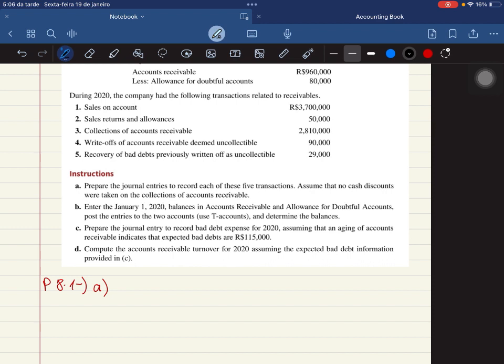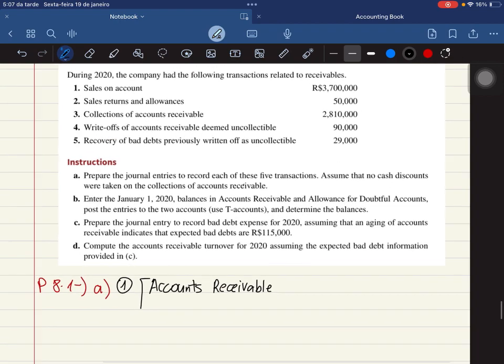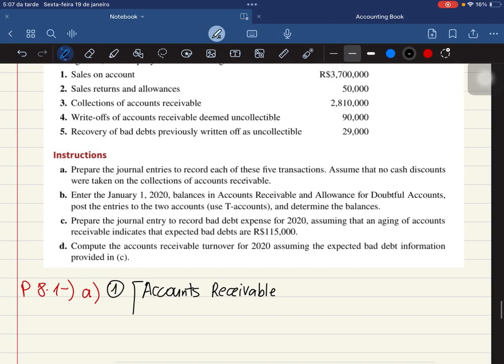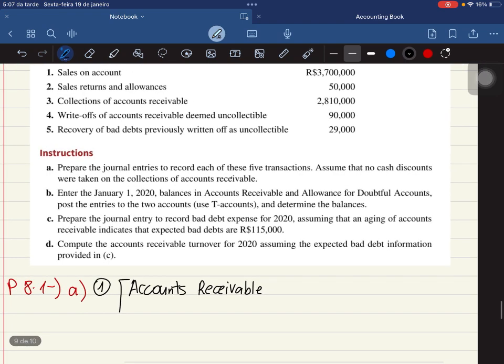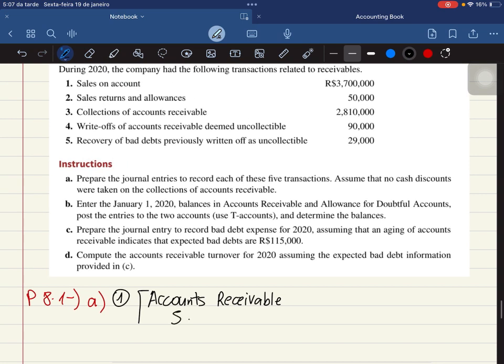Okay, so for the first one, it says sales on account. Well, if it is on account, that means that accounts receivable has to go up. Maybe I can make the screen bigger like this. Accounts receivable has to go up, and since it is a sale, I gotta have sales revenue, right? How much was the amount? It was 3,700,000.